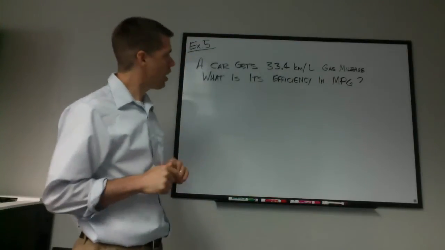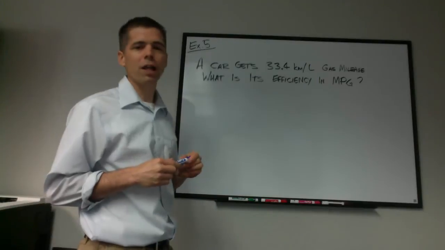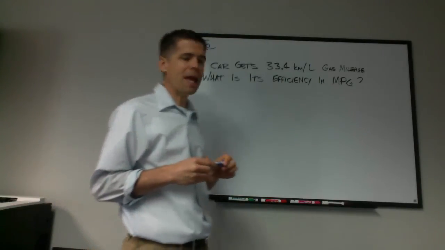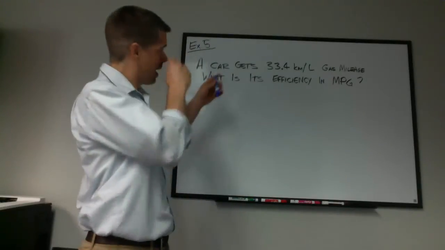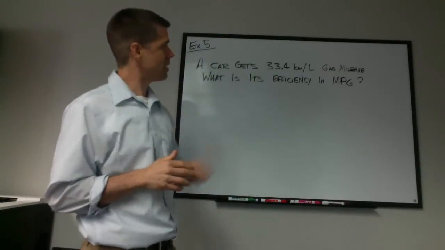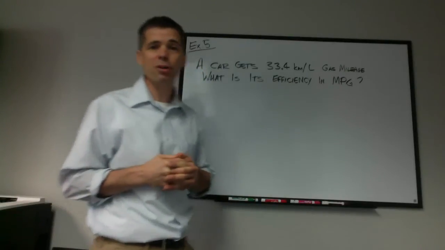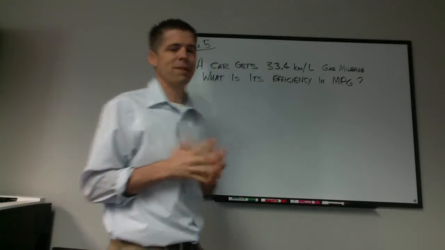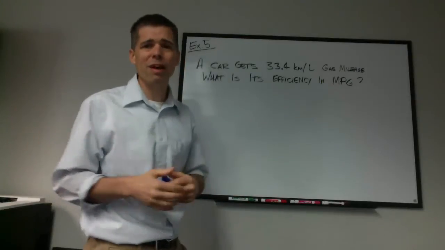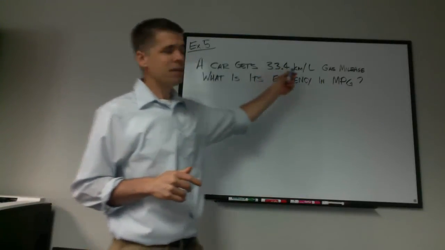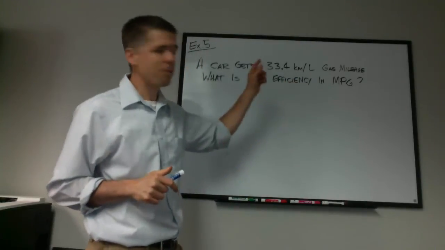It says there's a car that gets 33.4 kilometers per liter gas mileage. What is its efficiency in mpg? I read about this car and I thought that's pretty interesting that a car can get that good of gas mileage, 33.4 kilometers per liter. You might be thinking, 33.4 kilometers, big deal, my Prius gets like 50. Well, take a look at the units. This says kilometers per liter.